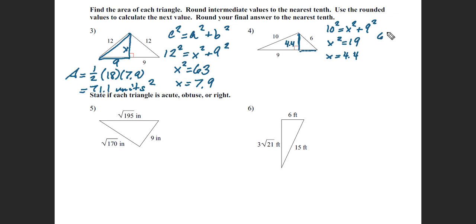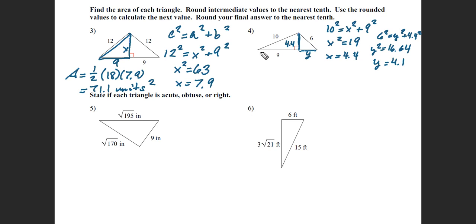All right, so once again, use Pythagorean Theorem. So we've got 6 squared equals, and I'm going to call this y since I called the other one x, y squared plus 4.4 squared. All right, so 6 squared minus 4.4 squared would be 16.64. Take the square root, and we get approximately 4.1 if we round that to the nearest tenth.